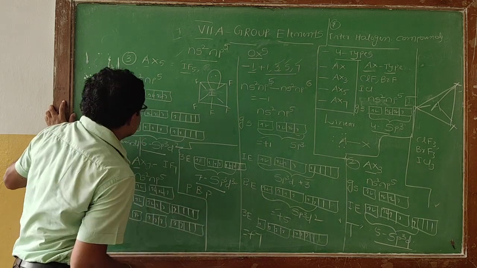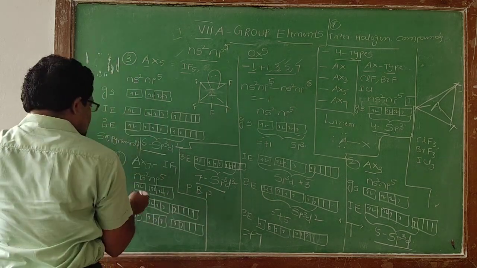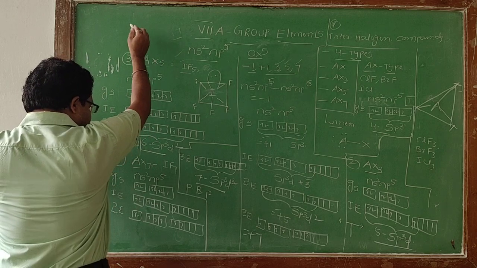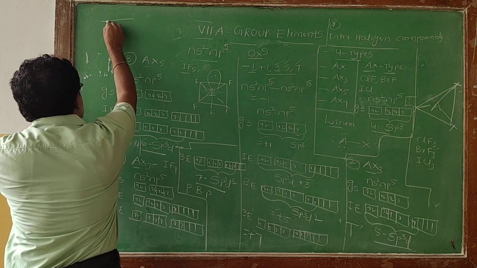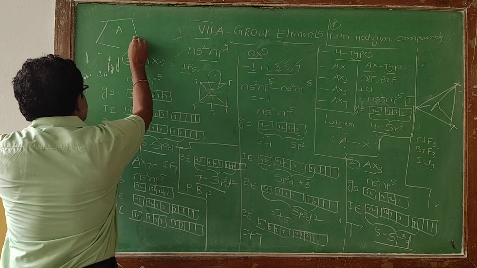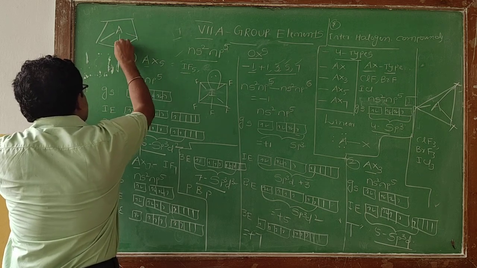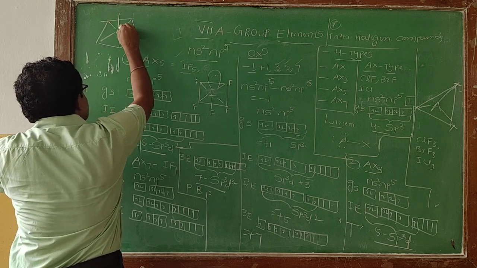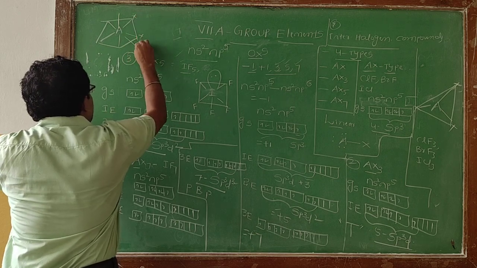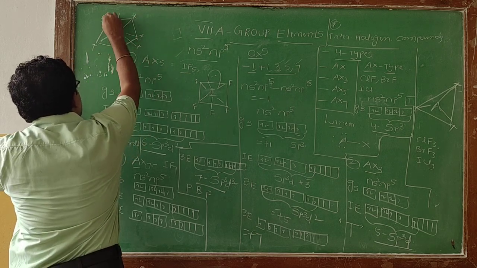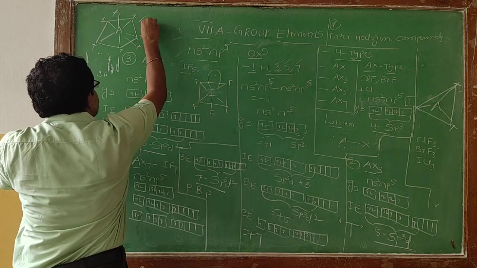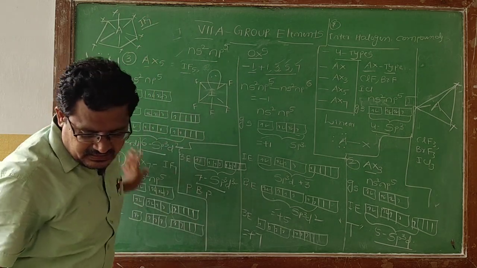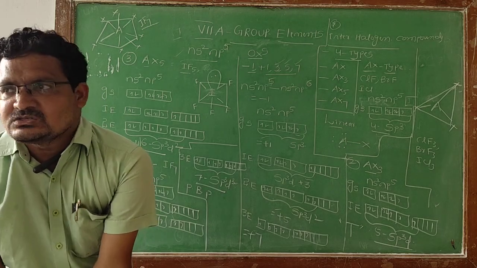How do we draw the structure of pentagonal bipyramidal? So its structure is this one. A is the central atom. It contains 7 bonds: 1, 2, 3, 4, 5, 6, 7. These are halogens. That is simply IF7. This is an inter-halogen compound.